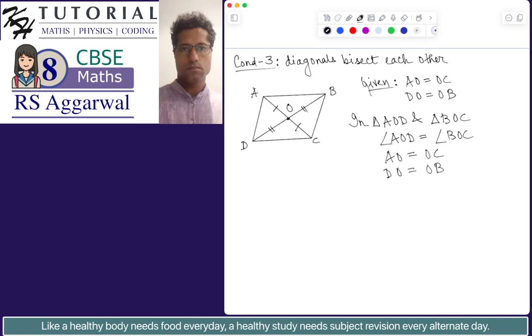Clearly, we can see that one angle, the vertically opposite angles, is included between the two other sides. So from this equality of one angle and two sides, we can say the congruence criteria satisfied is side angle side, that is, an angle between two sides, and the angle here is angle AOD of triangle AOD and angle BOC of triangle BOC. So we have SAS congruence satisfied.